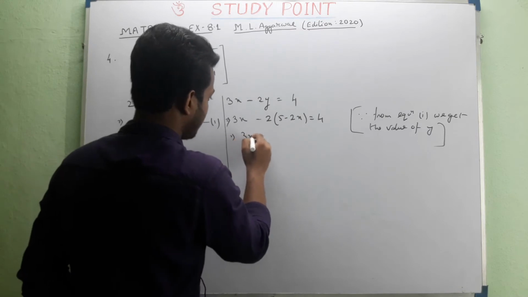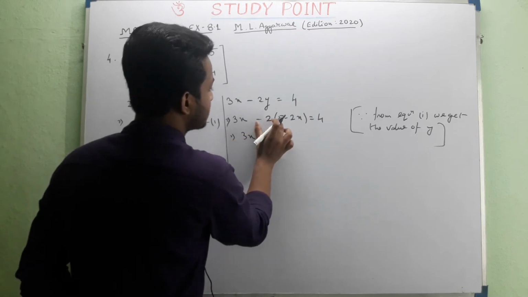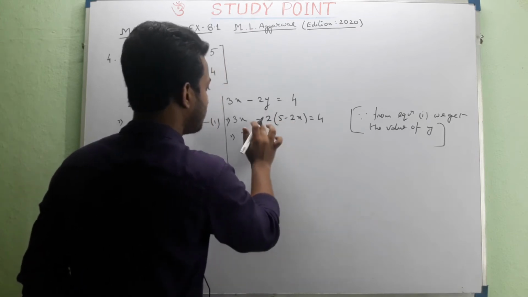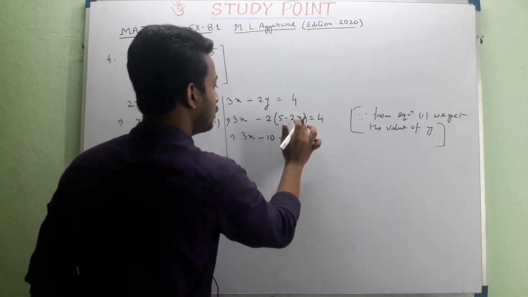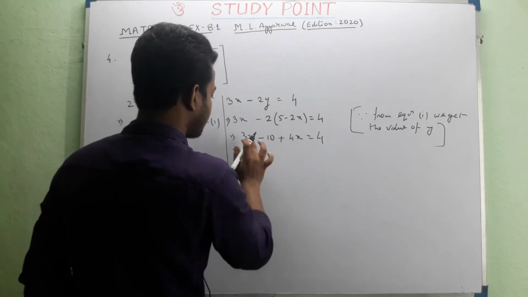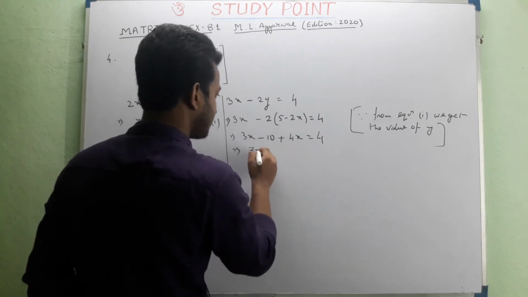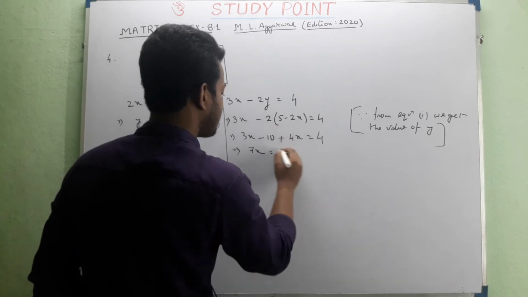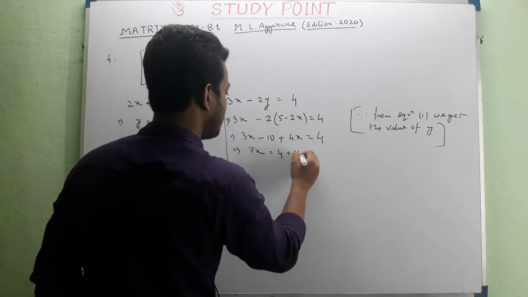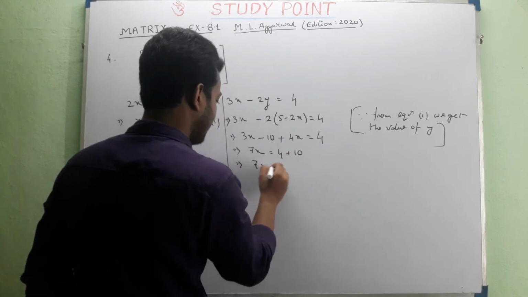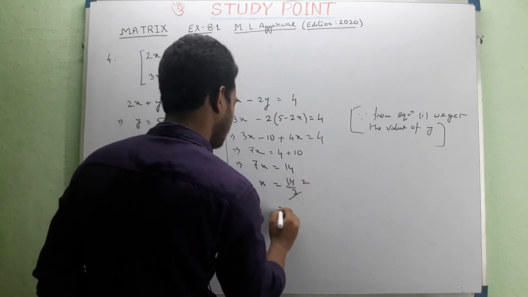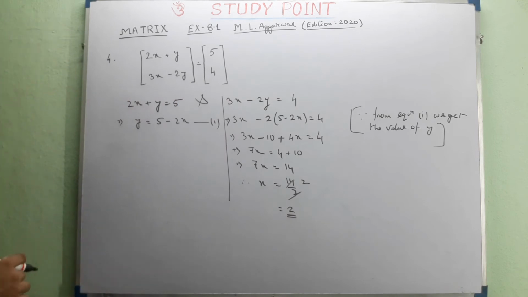Now let's solve. Here it is minus 2 and it is plus 5. So minus plus, it will be minus 5 into 2, it is 10. Now for the next term, minus minus, it will be plus 2 into 2x, that is 4x, equals to 4. Implies 3x plus 4x will be 7x. And if it changes side, here it was 4, and after changing this side, it will be plus 10. Now 7x is equals to 14, therefore x is equals to 14 by 7, it will be 2. So the value of x is 2.